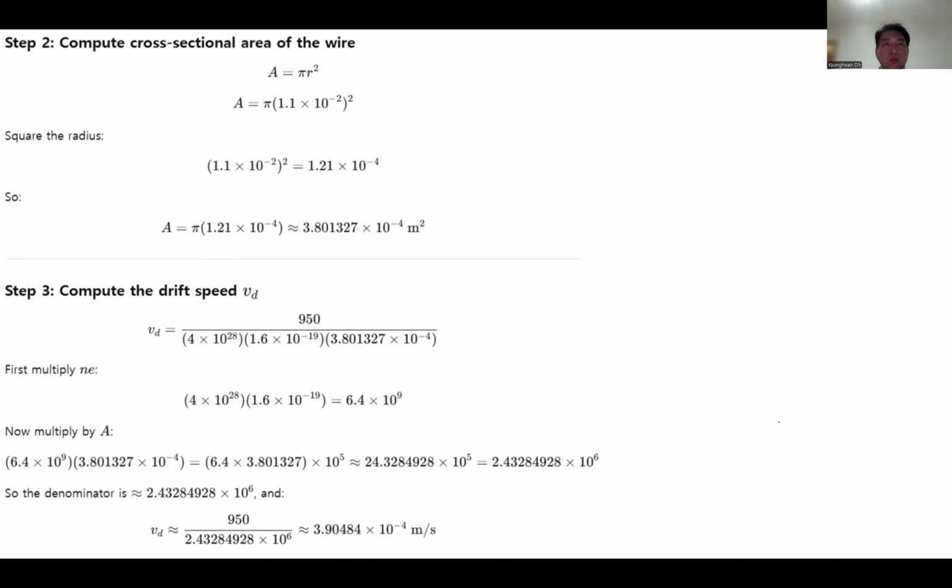But we have to do it carefully such that the area should be in meter square, and all the things should be in meters per second, etc. And then if you just plug in all the appropriate numbers with the correct units, you'll get the drift velocity in terms of meter per second. Okay, so that's it.